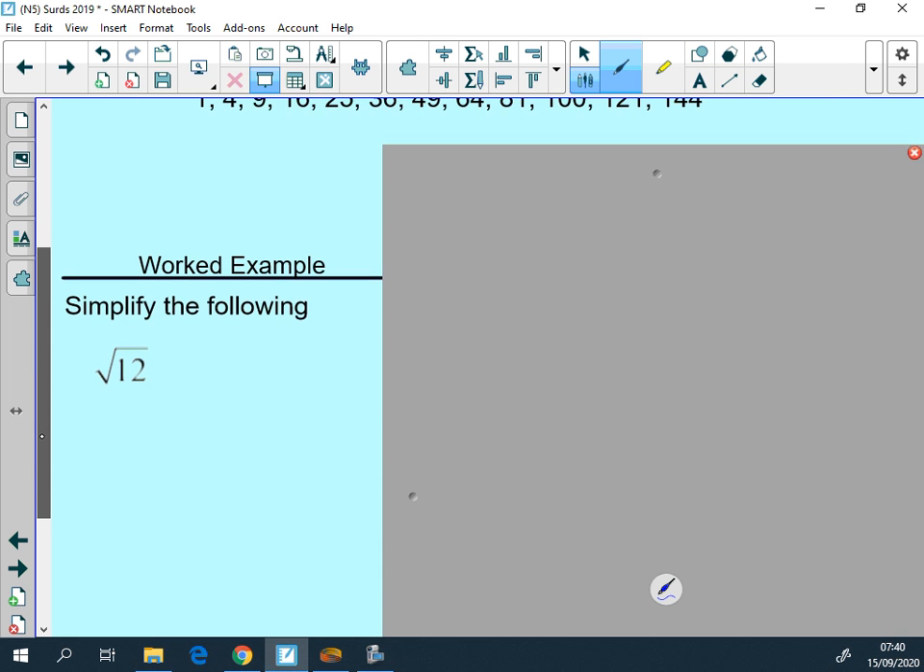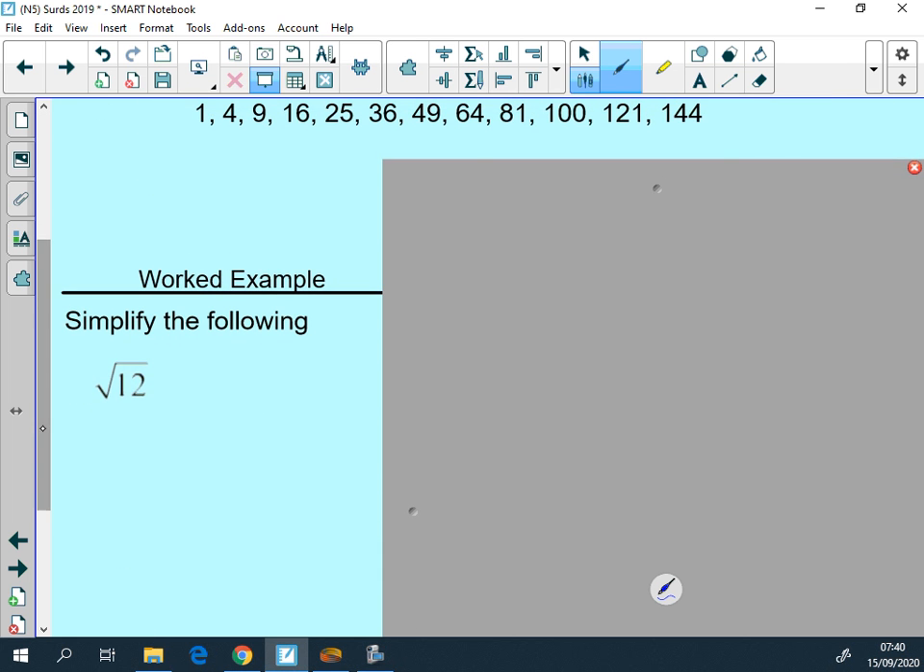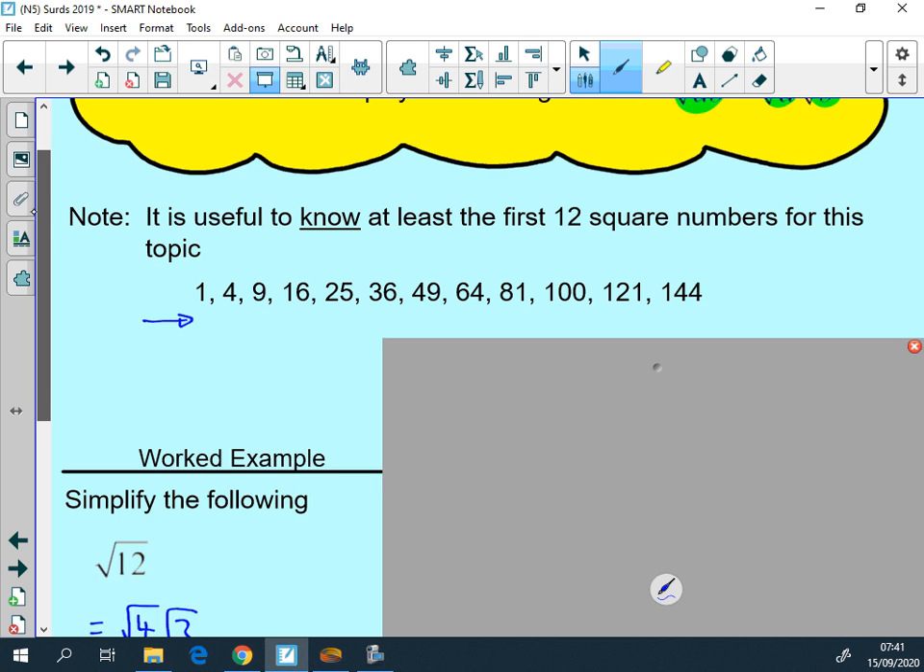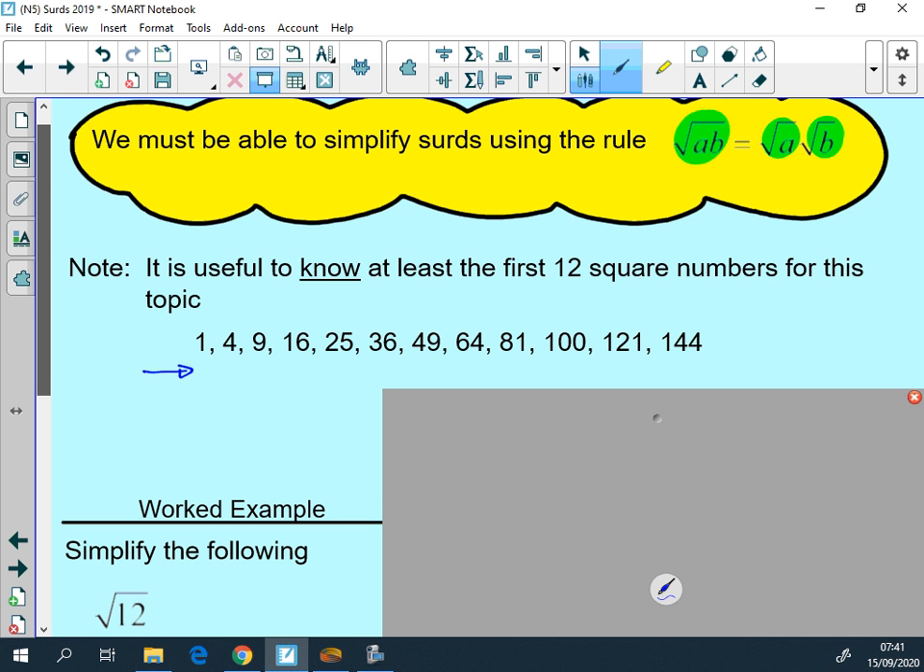So what I'm looking to find is the biggest number out of all of my squared numbers that divides 12. The biggest number there that divides 12 is 4. So I say that the square root of 12 is the same as the square root of 4, and now 4 times something must get me the 12. Well, it's 4 times 3. So the square root of 12 is the same as the square root of 4 times the square root of 3. And that's all that I was referring back to at the start in our top corner here.